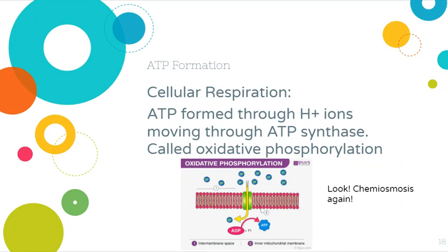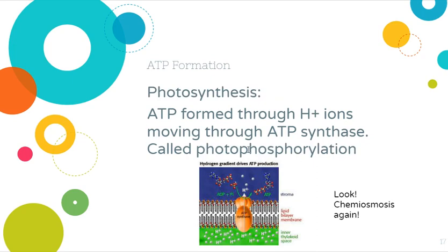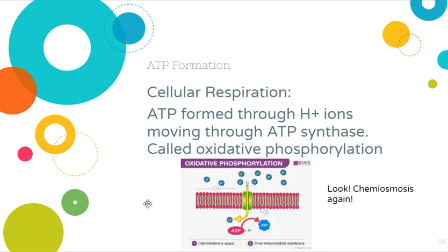And this is not photophosphorylation because there's no light here. This type of phosphorylation is called oxidative phosphorylation, and we'll talk about why later. But again, this is still chemiosmosis because we're making ATP with hydrogen ions going through an ATP synthase. Okay, so this is all very, very similar so far in how we're making ATP.